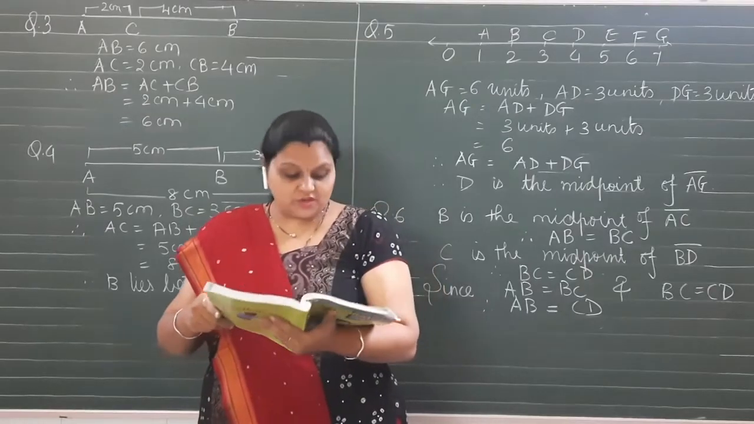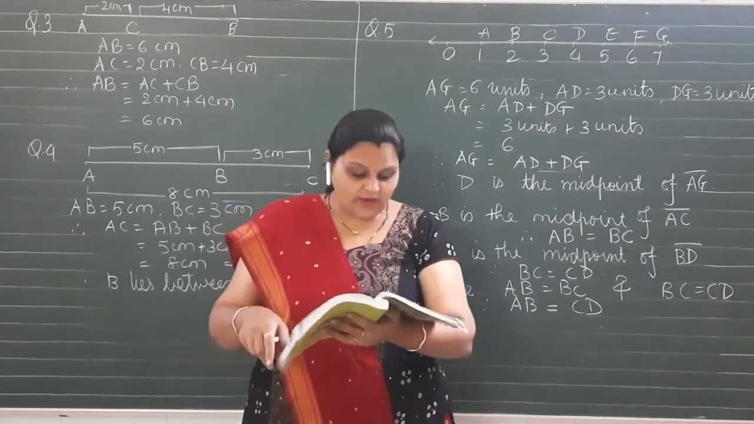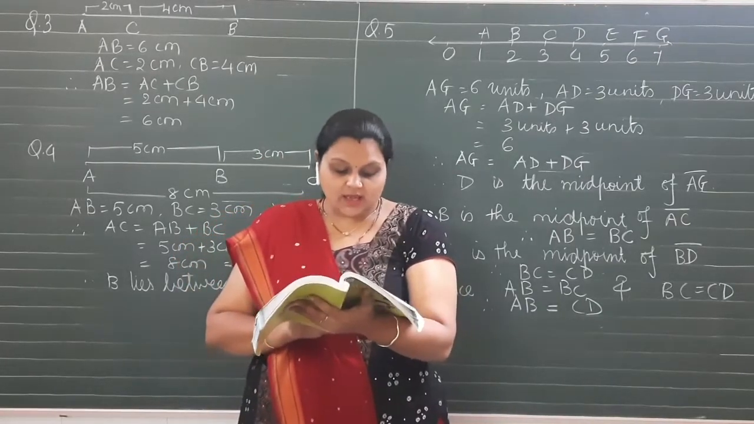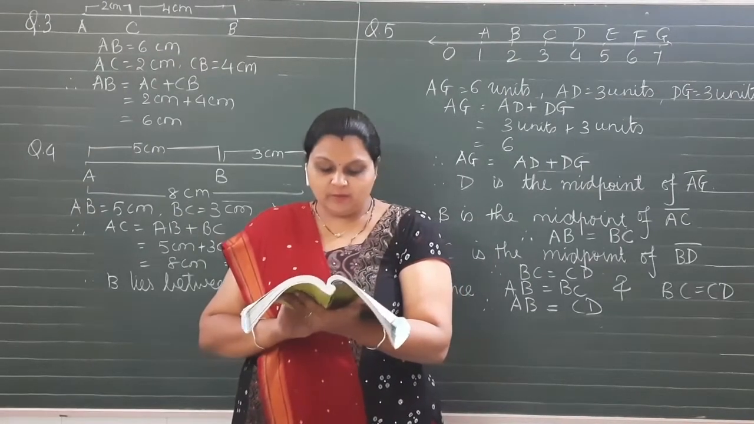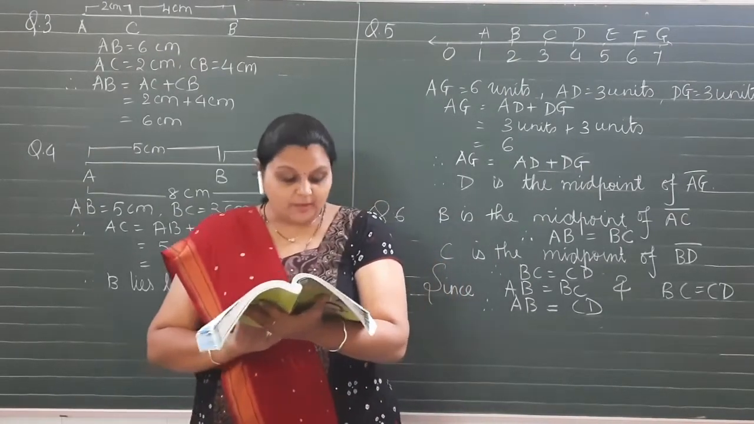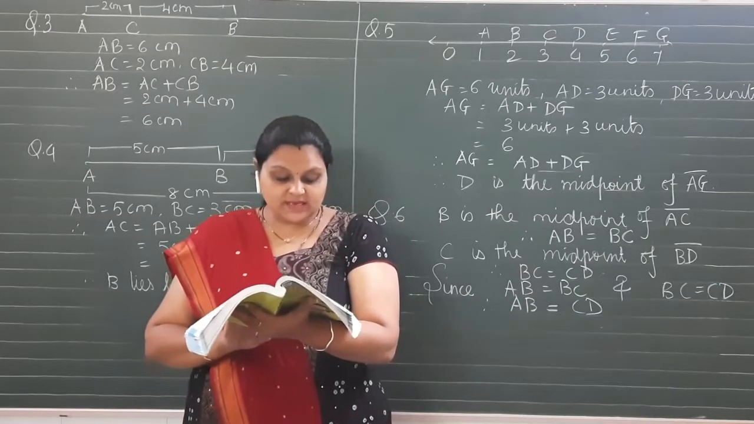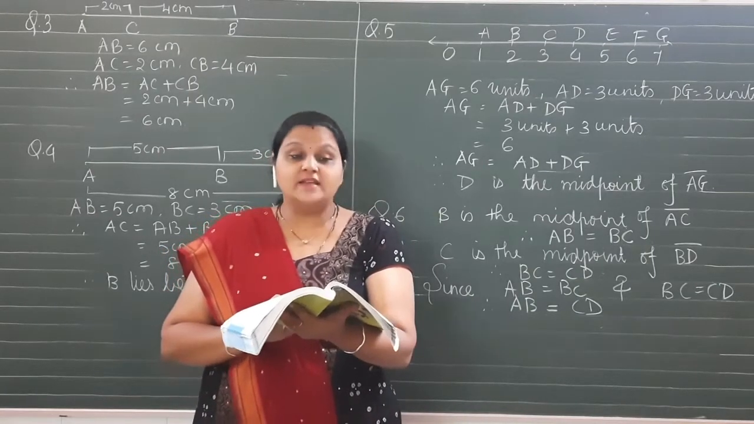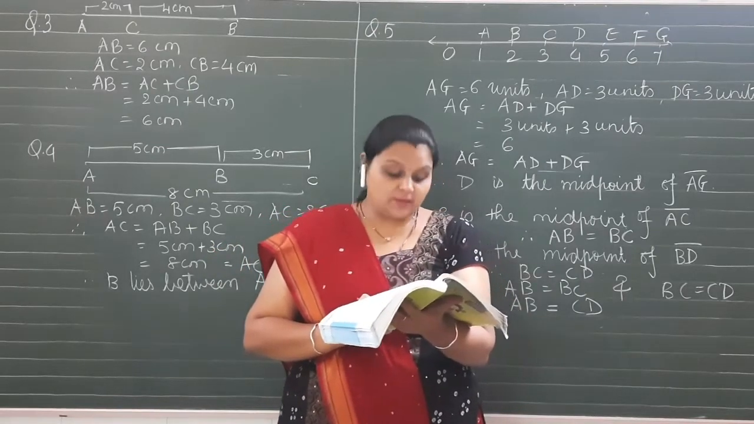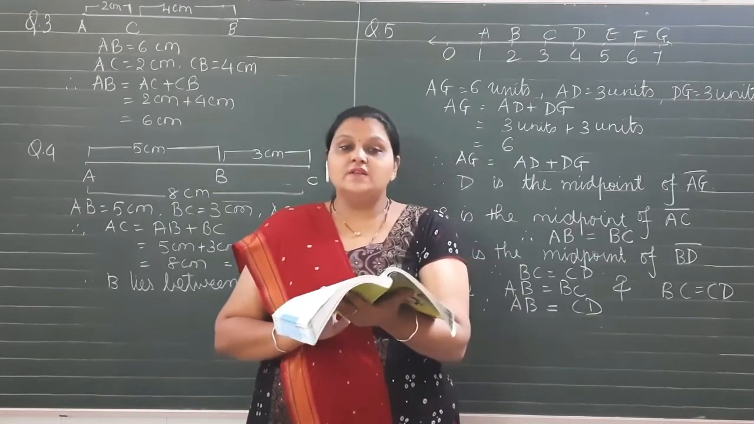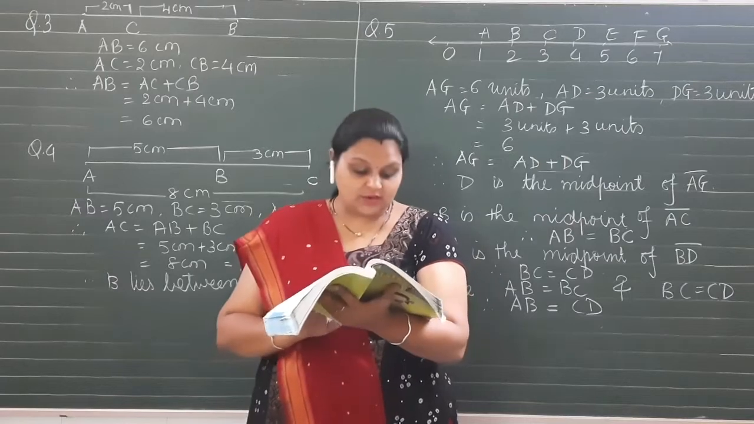Let us see question number 3. Draw any line segment, say AB line segment. Take any C point lying in between A and B. Measure the lengths of AB segment, BC segment and AC segment. Is AB equals AC plus CB? Now here one note is given that we have to consider.